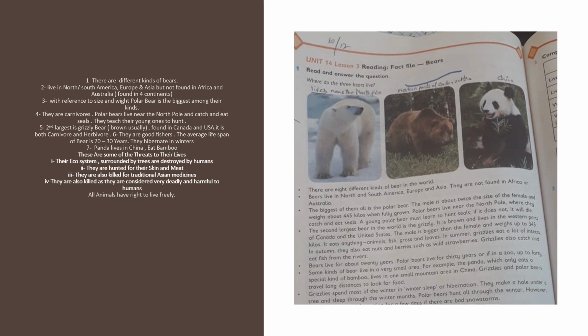Some kinds of bear live in a very small area. For example, the panda, which only eats a special kind of bamboo. You might have seen bamboo shoots and bamboo trees around the school too, children. Pandas live in one small mountain area in China. So the panda is only found in some parts of China. Grizzly and polar bears travel long distances to look for food. So they are travelers. They travel in search of food.